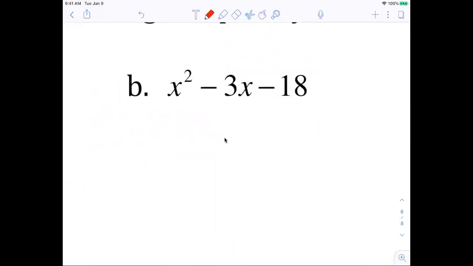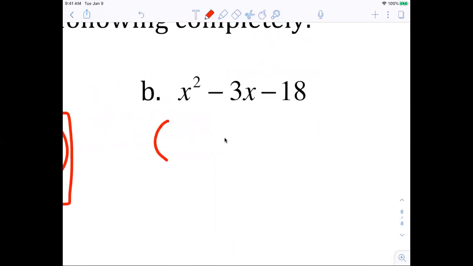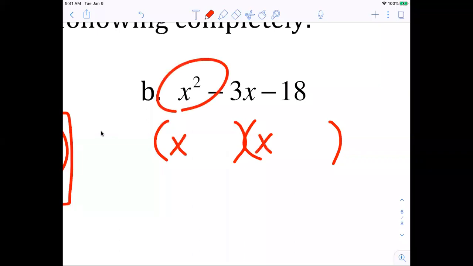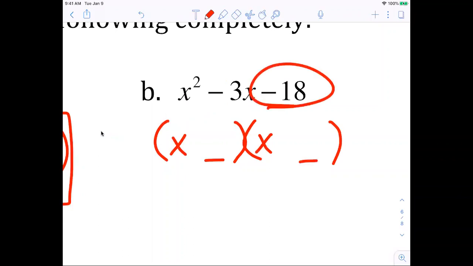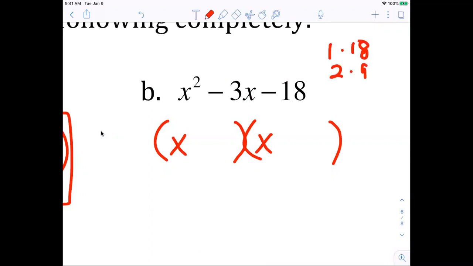So I know in a trinomial, I'm going to try and factor this into two sets of parentheses, two things I'm going to multiply together. Well, my first two terms need to be x and x, because x times x is x squared. Now my last two terms, I know have to multiply together to give me -18. So I have some possibilities here. I know that factors of 18 might be 1 and 18, might be 2 and 9, might be 3 and 6. So those are all possibilities.